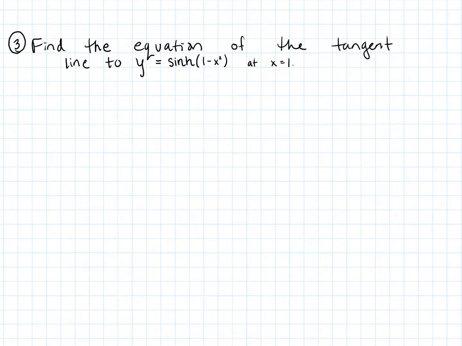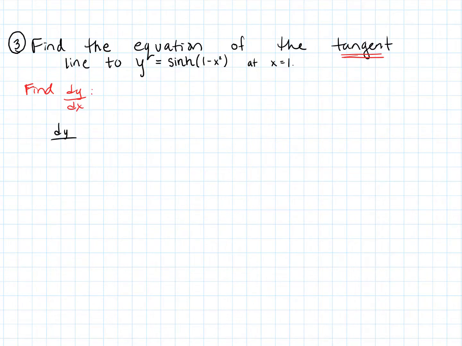So what if we wanted to find the equation of the tangent line to the hyperbolic sine of 1 minus x squared? So anytime we want the equation of a tangent line, we know we've got to start with the derivative because we need to find the slope. So we need to find the derivative so that we can find the slope. So let's start with the derivative.